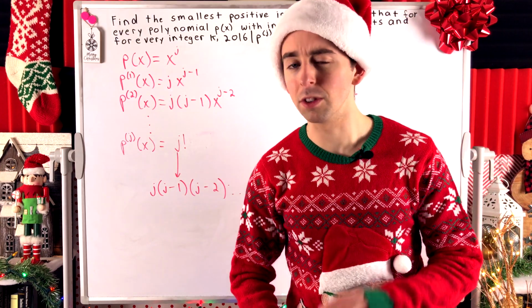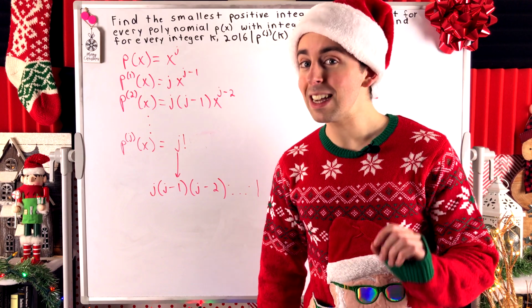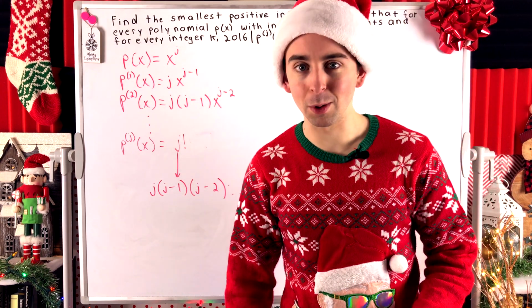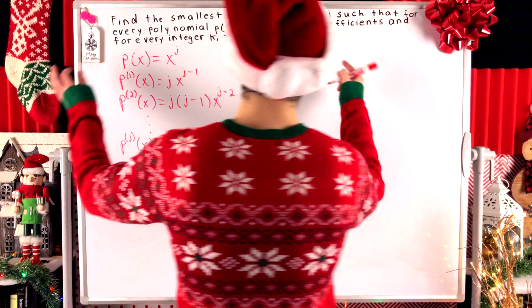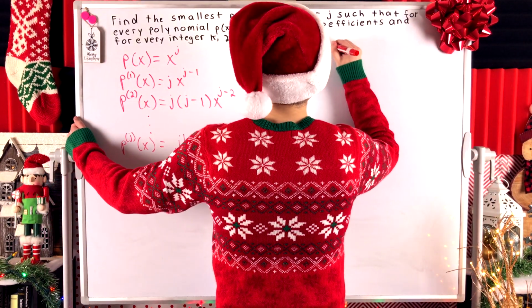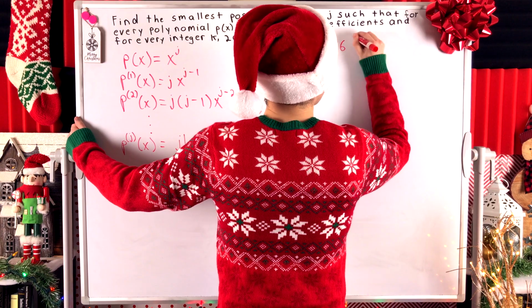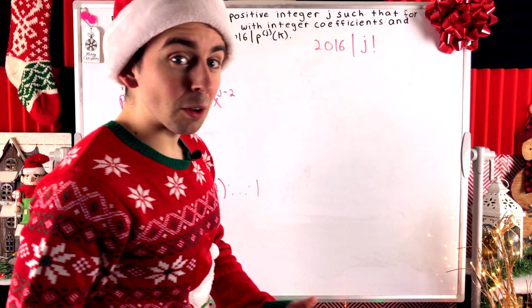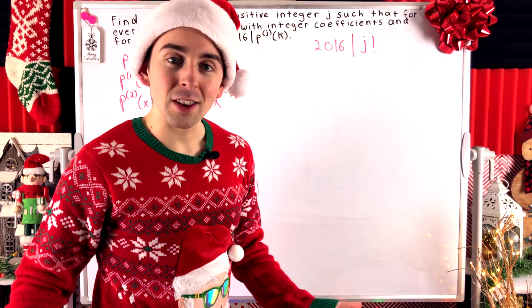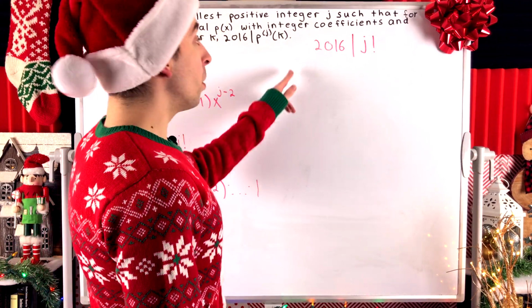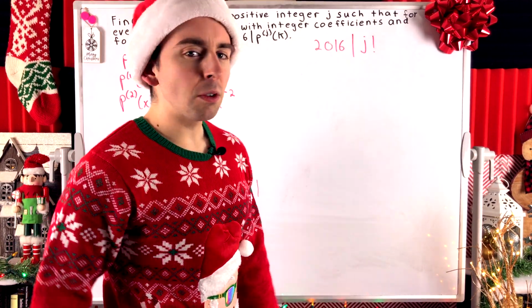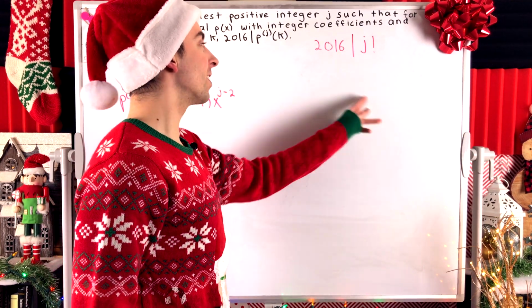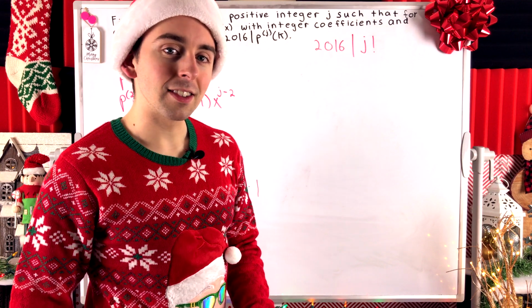It's just equal to j factorial, which means, in fact, that j factorial must be divisible by 2016. So we could write that over here. 2016 must divide j factorial. Now, of course, this isn't an equation that we can solve for j, but we can use it to gain some useful information about j, since we know that its factorial is divisible by 2016.